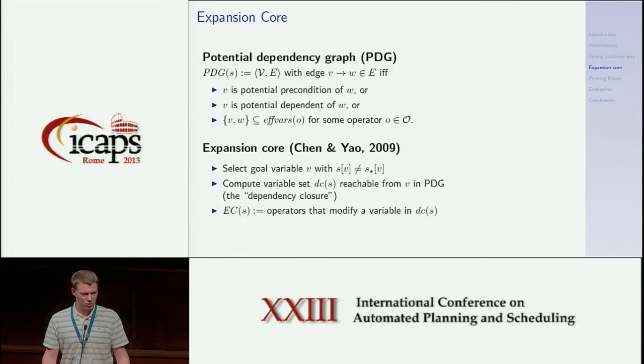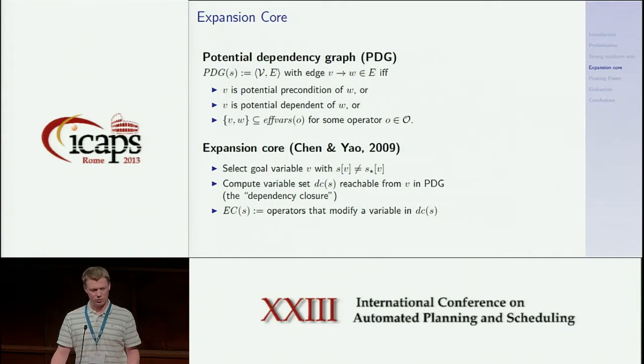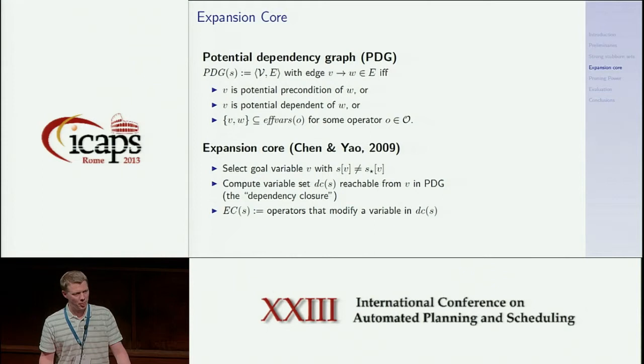And finally, expansion core, what does it do? First of all, it selects a goal variable such that the current value of this goal variable is not yet the required goal value. Then, starting from this variable, it computes a so-called dependency closure of this variable in the potential dependency graph, which is a variable set that contains this variable and all variables that can be reached in this graph starting from v. Finally, EC of S is defined as the set of operators that modify a variable in this dependency closure. And it suffices to only apply the operators that are applicable from this set.